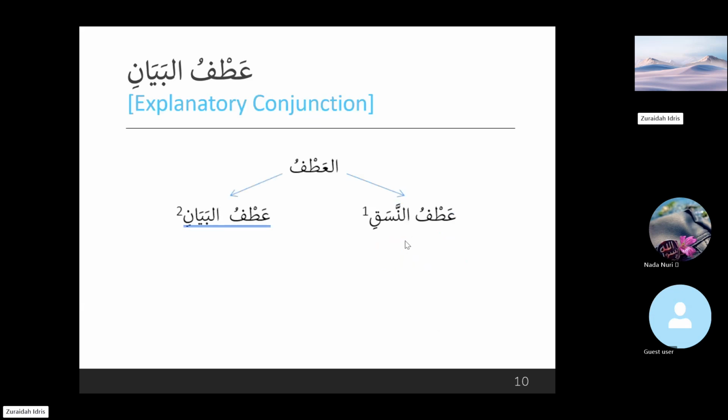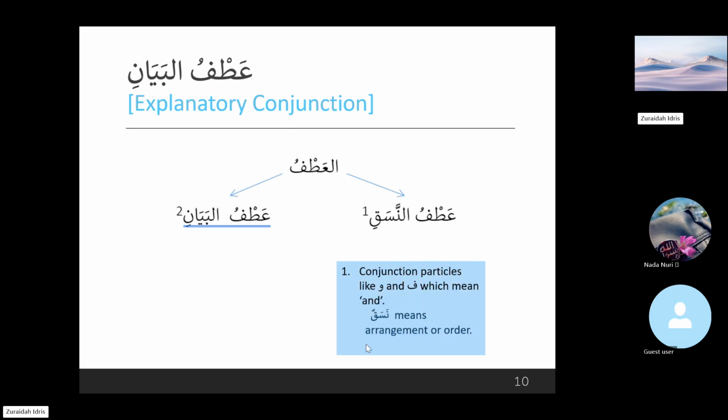And we see in this drawing, I have 1 and 2 here. Now, what does that mean? So here, these are all your particles, and the word nasaku means arrangement or order. When you join two words or two sentences, it comes in a certain order. Here, we're looking at particles. We're looking at the noun. And atful bayani is actually what you use to explain another noun.